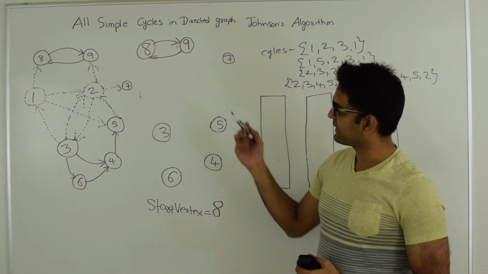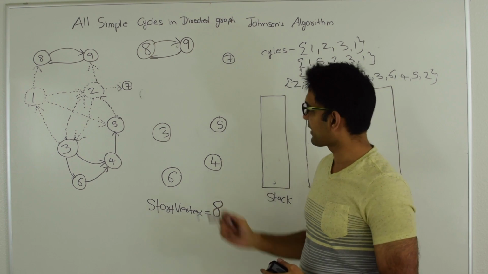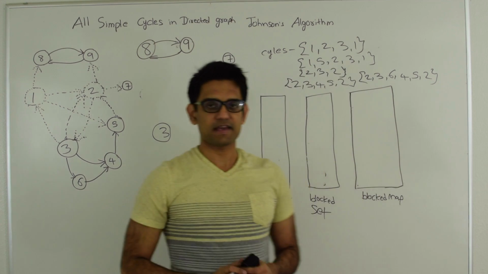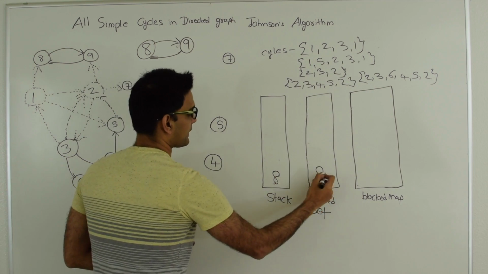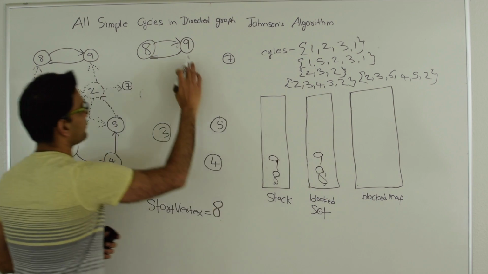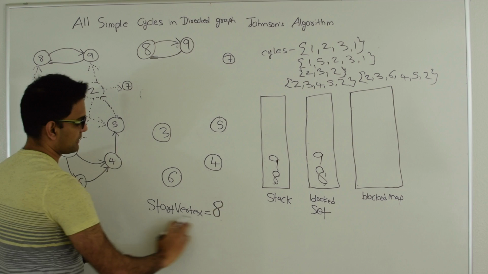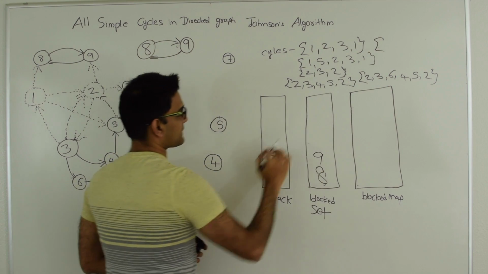So then next we pick the least number vertex which has at least 2 vertices in the subgraph, and that will be 8. So with 8 we repeat the same process. So 8 goes into the stack and block set, and we explore neighbors of 8, which is 9. So 9 goes here, and then we explore neighbors of 9, one of which is 8. And 8 is also the start vertex, so we found another cycle, and the cycle will be 8, 9, 8.